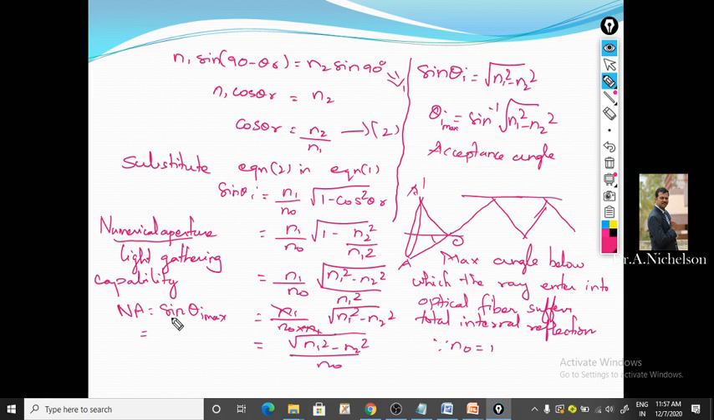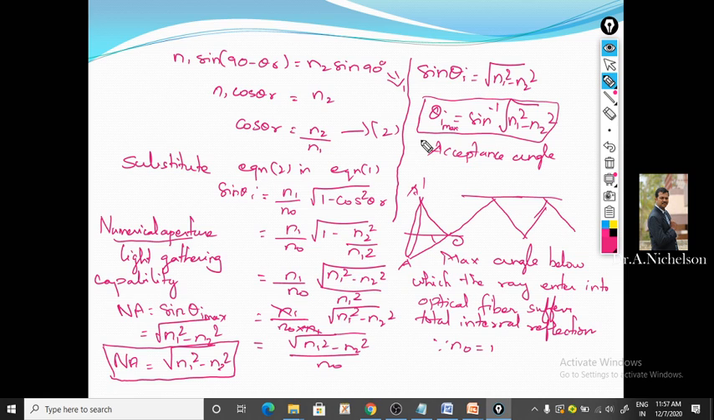That is the acceptance angle. So if you take the sine of that, the sin inverse cancels. So finally you will get square root of n1 square minus n2 square. This is the value for numerical aperture, square root of n1 square minus n2 square. So this is one and this is another one, acceptance angle. This is our motto in this derivation. Hope you have understood everything.